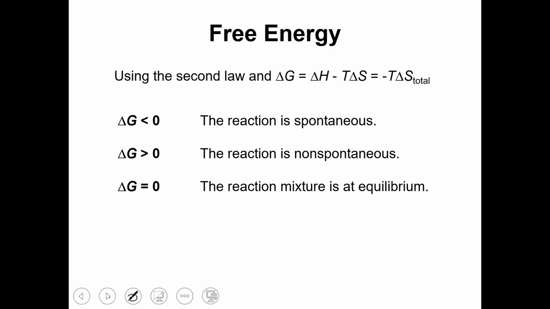So, we've talked about with delta H and delta S when things are spontaneous. What about with delta G? So for delta G, if delta G is less than 0, the reaction is spontaneous. If delta G is greater than 0, the reaction is non-spontaneous. And if delta G is equal to 0, the reaction mixture is at equilibrium.